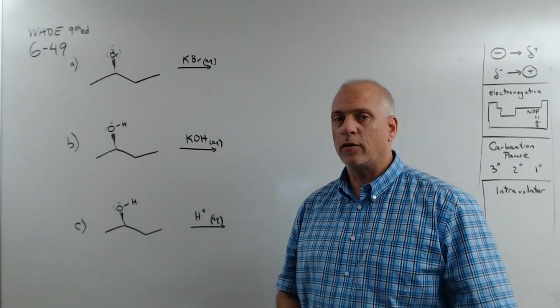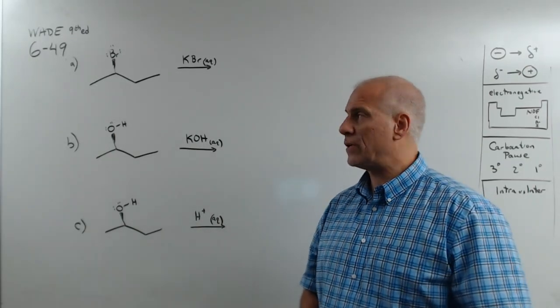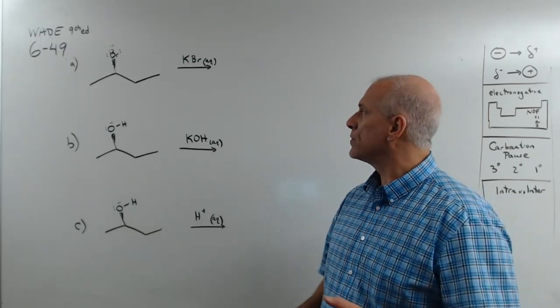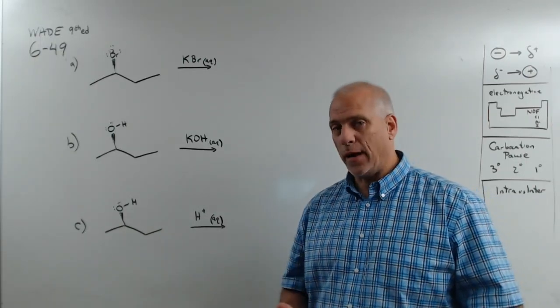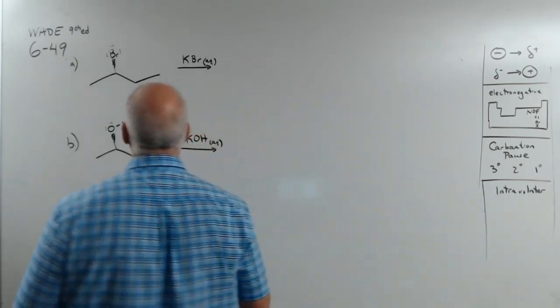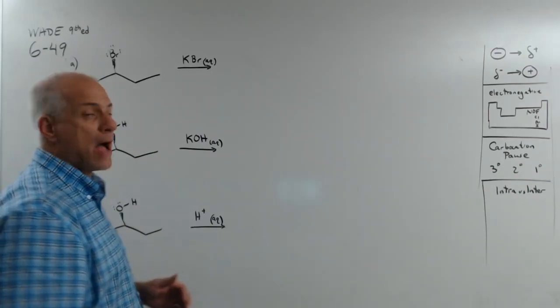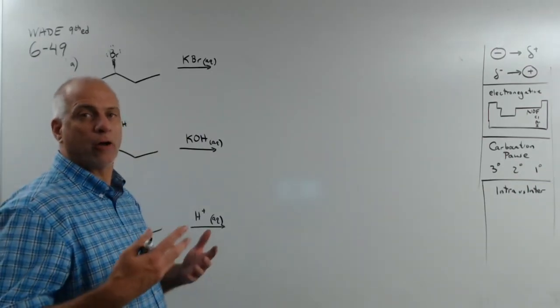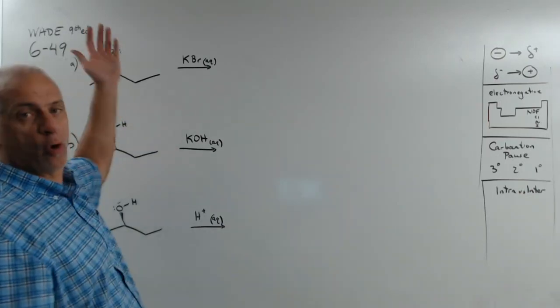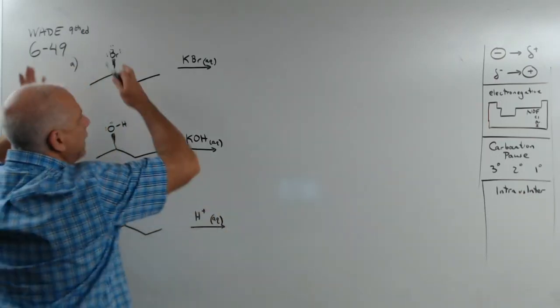Let's take a look at problem number 49, chapter 6 in Wade 9th edition. In this case, we have three molecules, two of which racemize and one does not. So let's take a look at the mechanism for this. In the first one, we have an optically active alkyl bromide. I'm just picking the bromine wedged over here, but it could have been dashed either way.